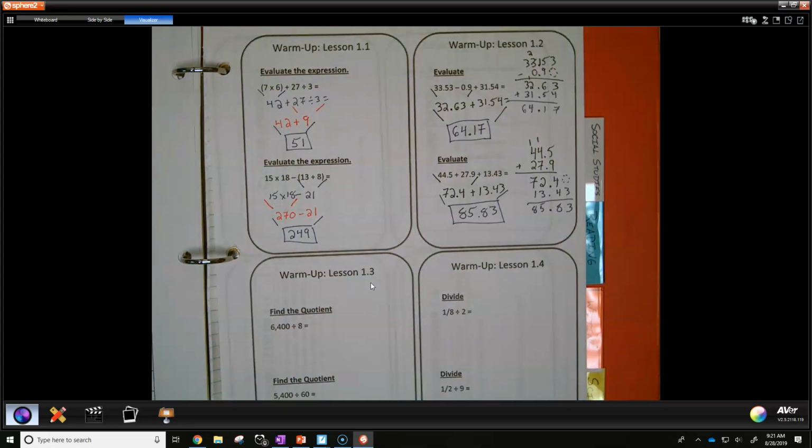Alright, so our warm-up. If you can look at yours and compare it with mine. Remember, we're not really going to explain it, but I'll help you. The very first one said 33.53 minus 0.9 plus 31.5. Remember, you must complete these as part of your assignment. First thing I did was 33.53 minus 0.9. I showed my work and I got 64.17. Oops, I got the full answer there, I'm sorry.